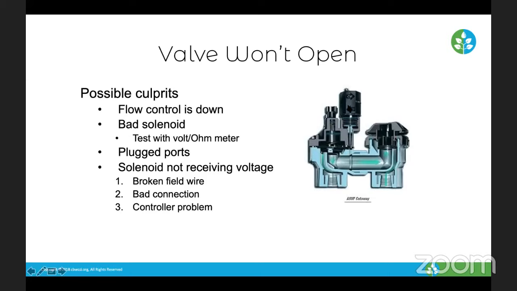Bad solenoids. The solenoids can go bad. They are also an electric component. You can think of a solenoid as just a bunch of copper wire wound really, really tight. When the power goes on, it creates a magnetic field that pulls the plunger up. Just like anything electrical, it can wear down. They can be shorted out. So if the valve won't open, we can check the solenoid, and I'm going to go over how to use the ohm meter to do that.